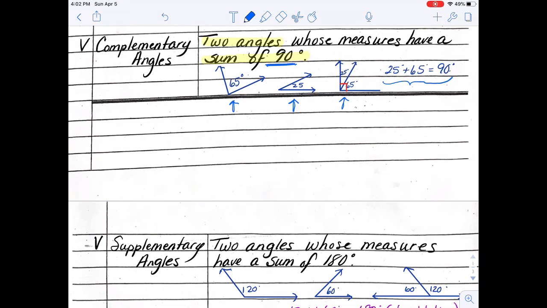And we all like compliments. It makes us feel good, doesn't it? Well, that's because a compliment is the right thing to do. Do you get it? A compliment is the right thing to do. 90 degrees is a right angle. So that's one way I always remember.